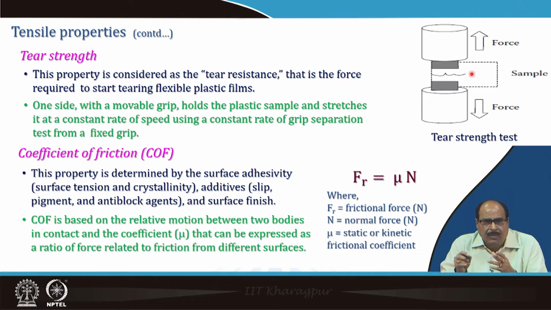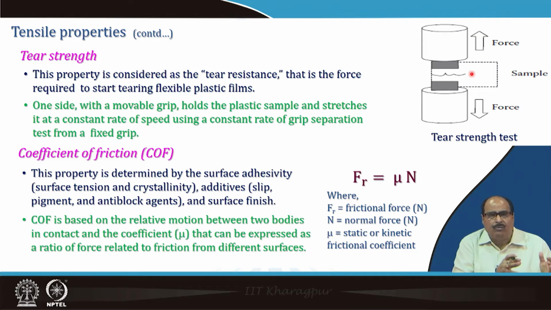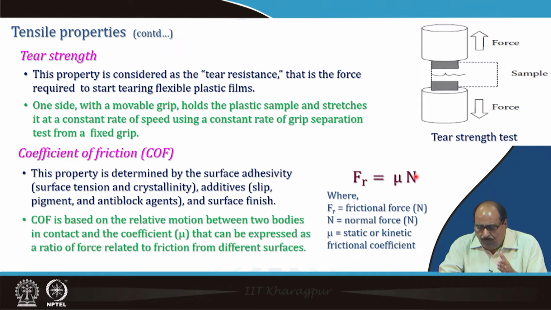The coefficient of friction is based on the relative motion between two bodies in contact and the coefficient mu can be expressed as a ratio of force related to the friction from different surfaces, that is Fr is equal to mu N, where N is the normal force, Fr the frictional force, mu is the static or kinetic frictional coefficient.